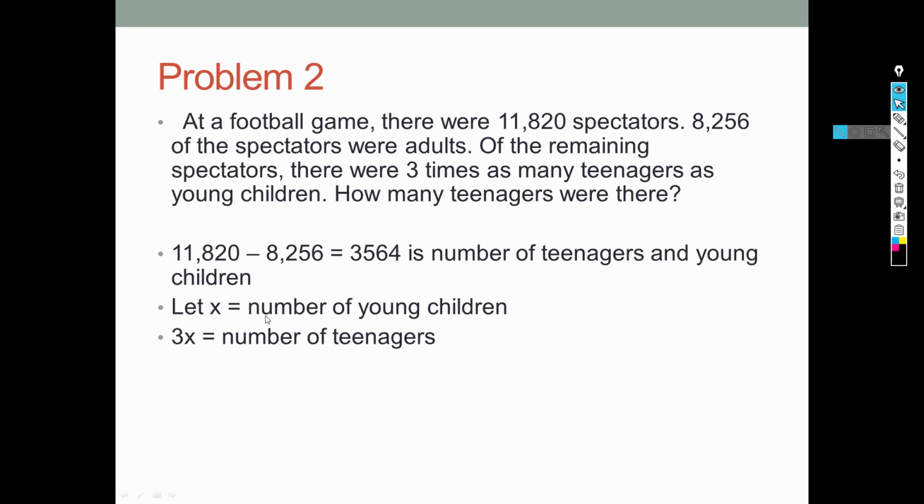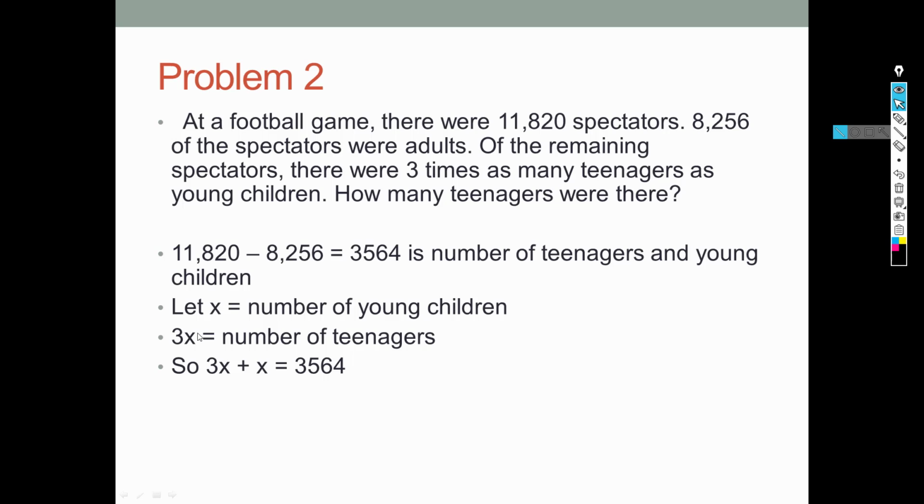So if I let x equal the number of young children, 3 times that will equal the number of teenagers, okay? Because of what it says. There were 3 times as many teenagers as young children. So what do we know? We know that the total of teenagers and young children is 3,564.